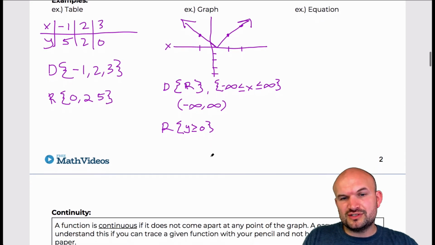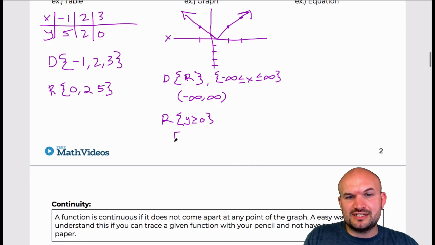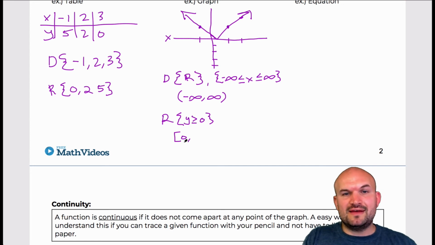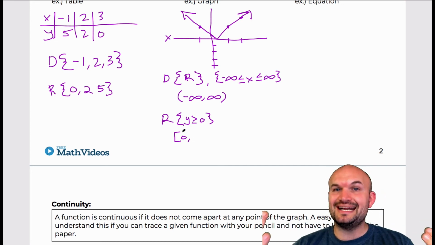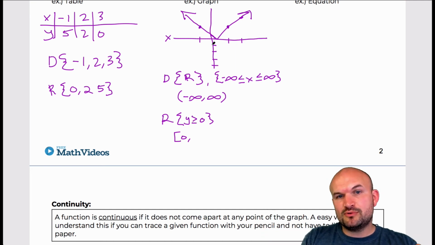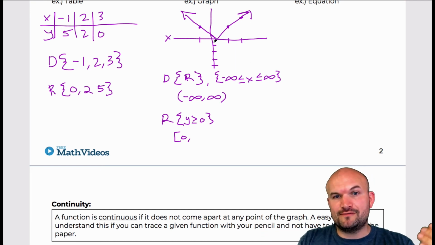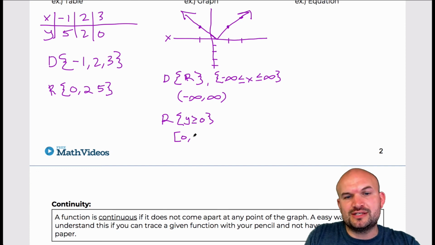Or in interval notation, I could say that the range is from 0. So basically saying from interval notation, how low does the graph go to how high does the graph go? You could say the lowest point this graph goes, or y coordinate this graph goes, is 0, and then it's going to go all the way to infinity.